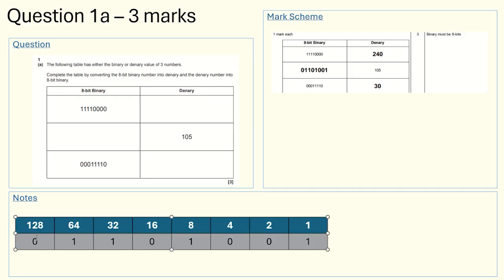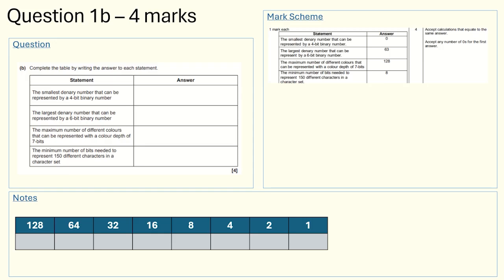And the final one we've got here is 0, 0, 0, 1, 1, 1, 1, 0. And this is exactly the same as the first answer. All we're going to do is add 2 to 4 to 8 to 16. If we add all those together, so 16 plus 8 is 24, plus 4 is 28, plus 2 is 30. So the third answer there is 30.